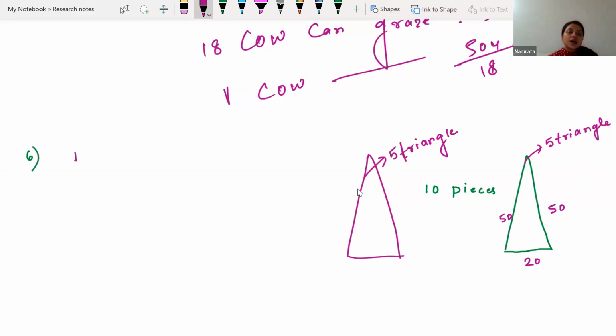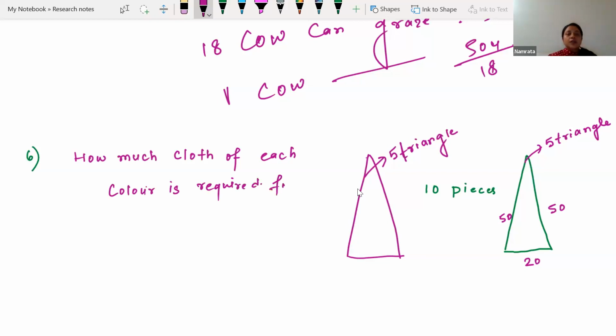It's asking that how much cloth of each color is required for the umbrella.